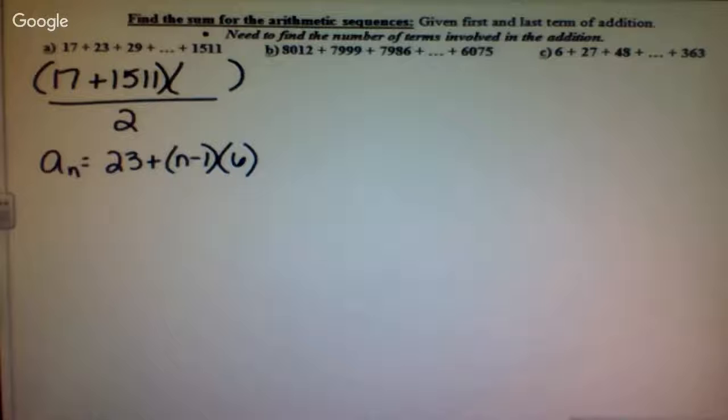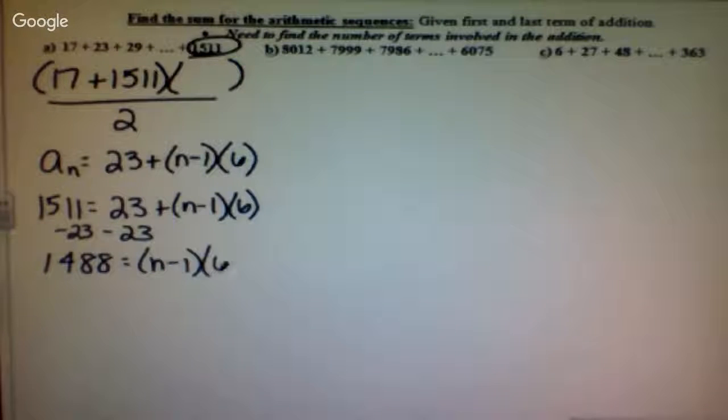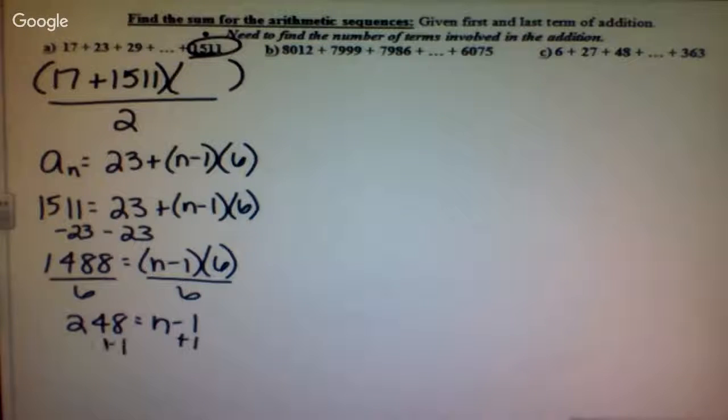Again, my job is to find out what place this number is sitting in. This is P sub what? So we're going to plug that in here. 1,511 equals 23 plus n minus 1 times 6. Okay, so what's my first step? Subtract 23 from both sides, and we get what? 1,488 equals n minus 1 times 6. Divide by 6. 248 equals n minus 1. Add 1 to both sides. So 249 is n. So this is P sub 249.